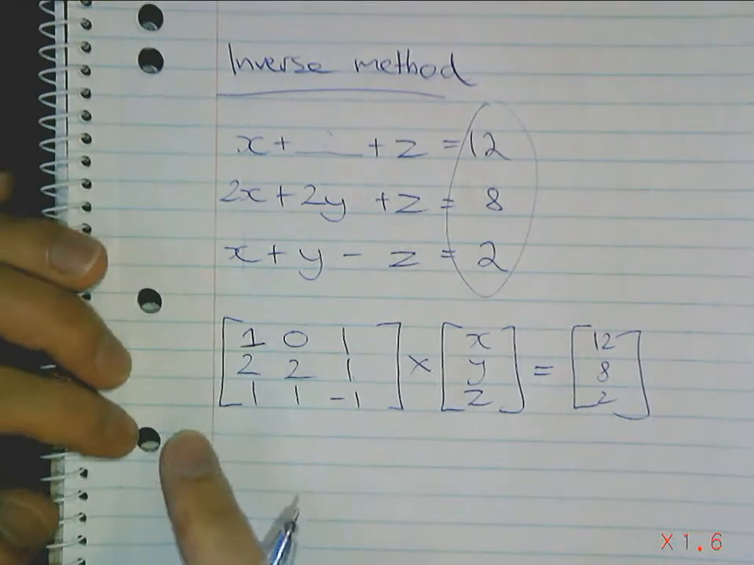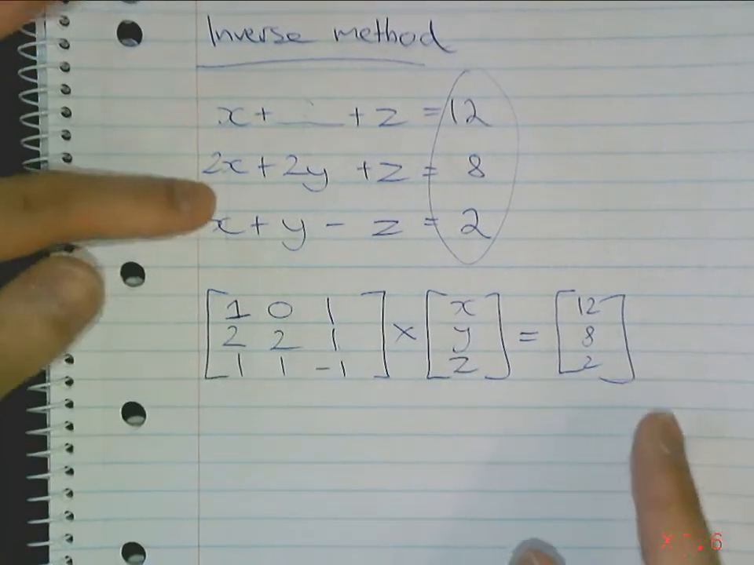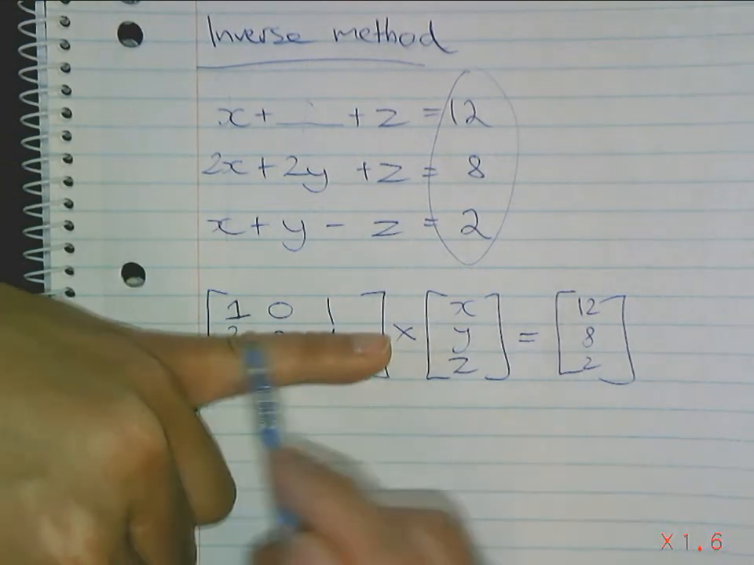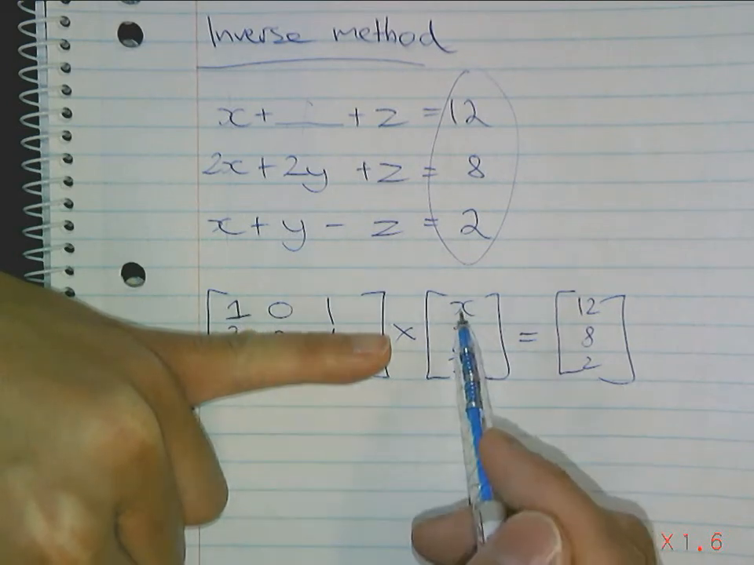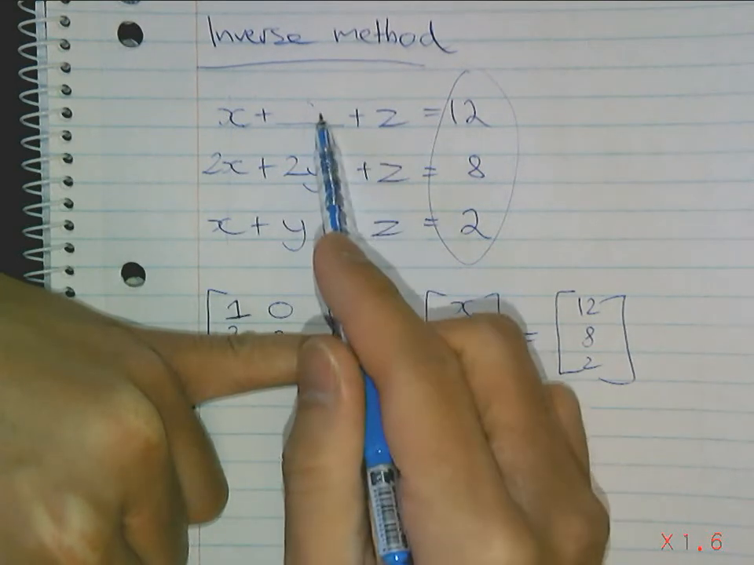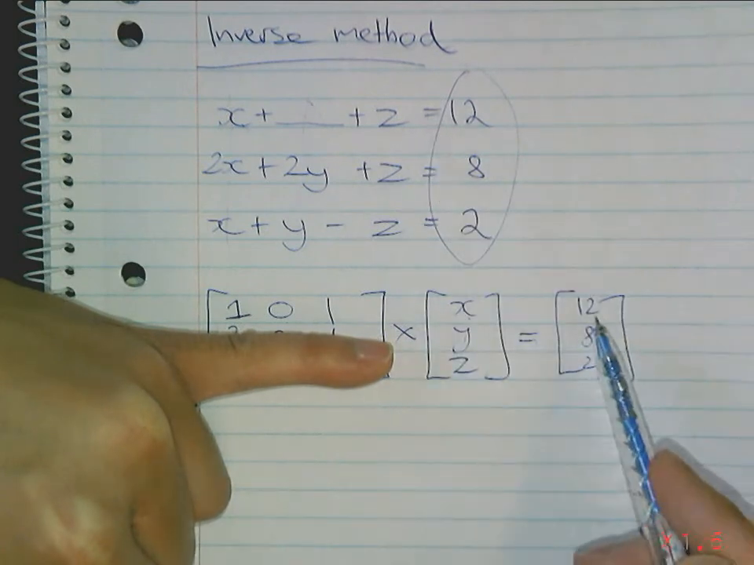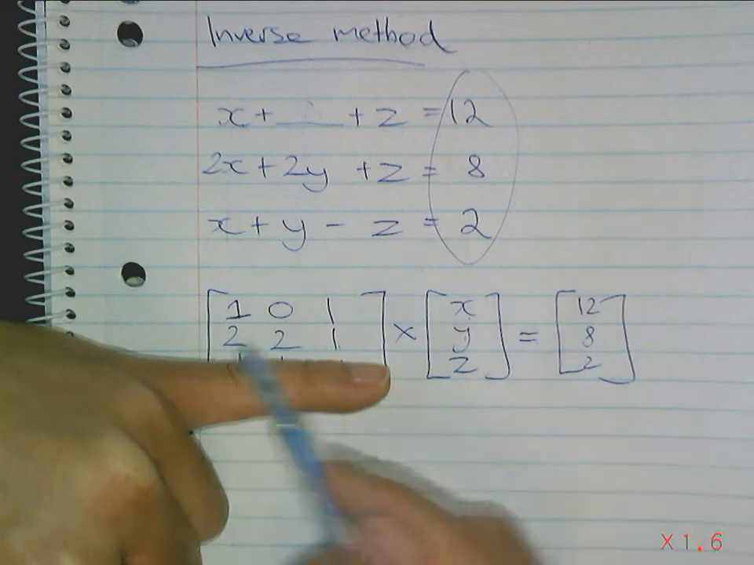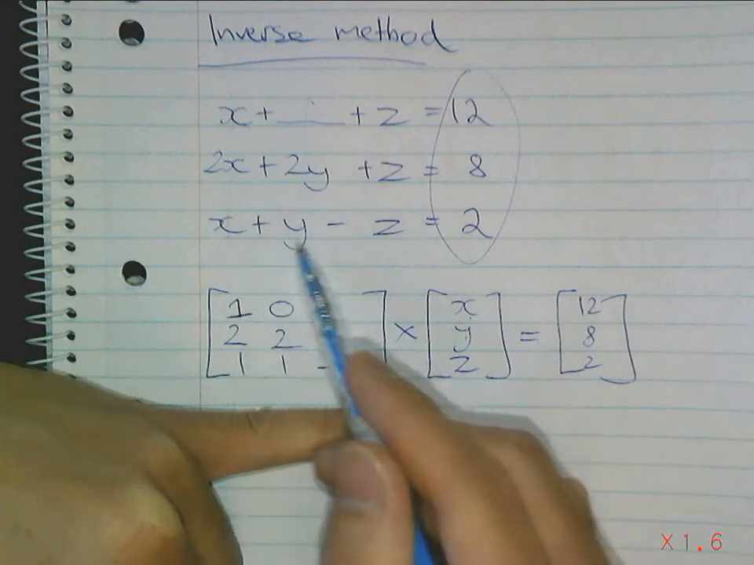Whilst the construction of these matrices may seem random, if we actually multiply these out, it would be the same as what we just got up here. For example, if you remember how to multiply matrices, it's row 1, column 1. So 1 times the first number in the column, 1 times x is x, plus 0 times y is 0, plus 1 times z is equal to 12. And we can do the same: this row multiplied by this column gives us the second equation, and this row multiplied by this column gives us our third equation.